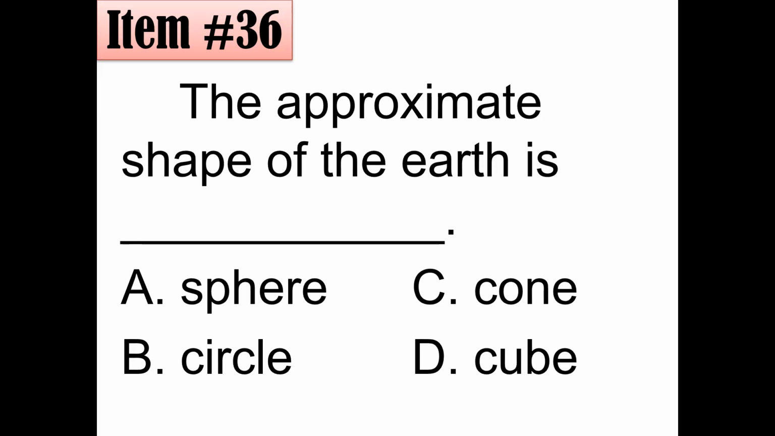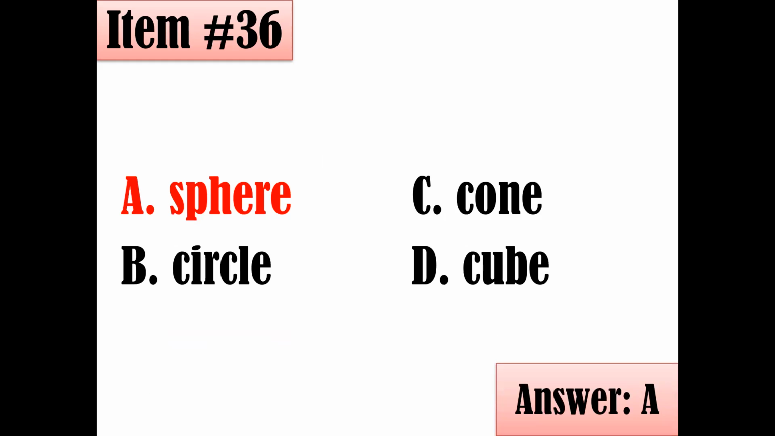36. The approximate shape of the Earth: is it a sphere, a circle, a cone, or a cube? I think someone told me before that this is an actual item daw. I'm not sure. Approximate shape of the Earth, it's more of letter... Of course, I hope that you would agree with me. Flat sana kaso A na lang yun. Ay, grabe siya. Okay, so it's more of a sphere.